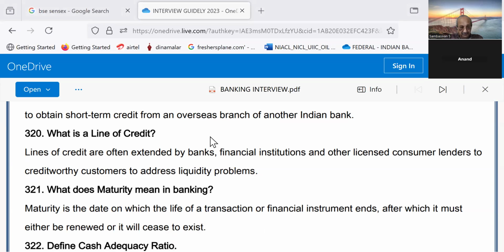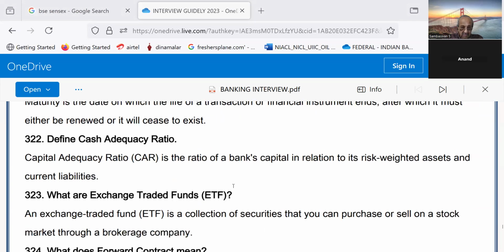321. What does maturity mean in banking? Maturity is the date on which the life of a transaction or financial instrument ends, after which it must either be renewed or it will cease to exist.